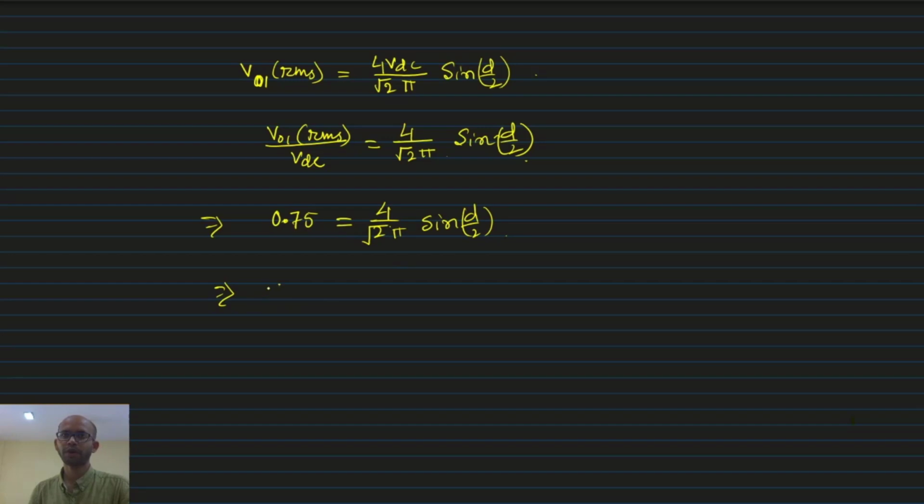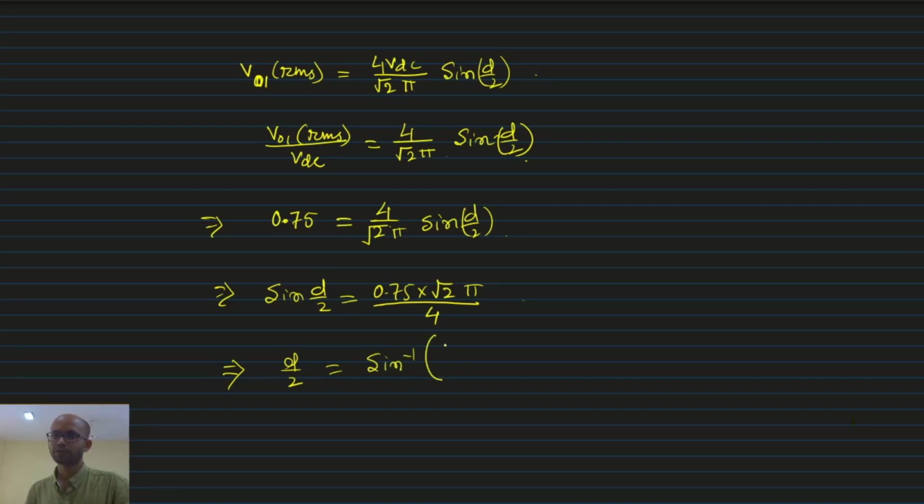So from there what can I find out? Sine D by 2 is 0.75 into root 2 into pi by 4. So how much will this be? You have to find out. D by 2 will be sine inverse of 0.75 into root 2 into pi by 4.